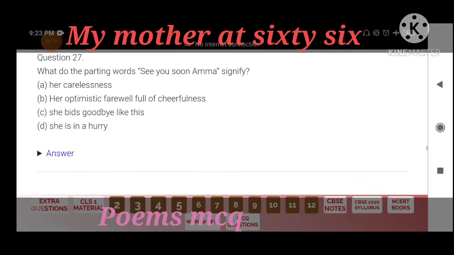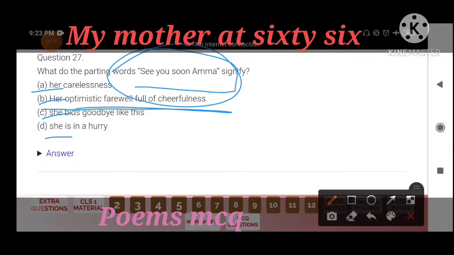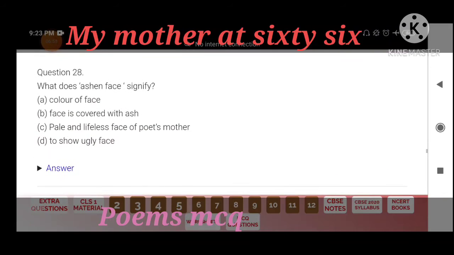What do the parting words "see you soon amma" signify? So here we have options: her carelessness, her optimistic farewell full of cheerfulness, she bids goodbye like this and says in a hurry. So here her optimistic farewell full of cheerfulness. "See you soon amma" means that they will meet again, that is the optimism that when she will meet her mother again, her mother will be happy and fine.